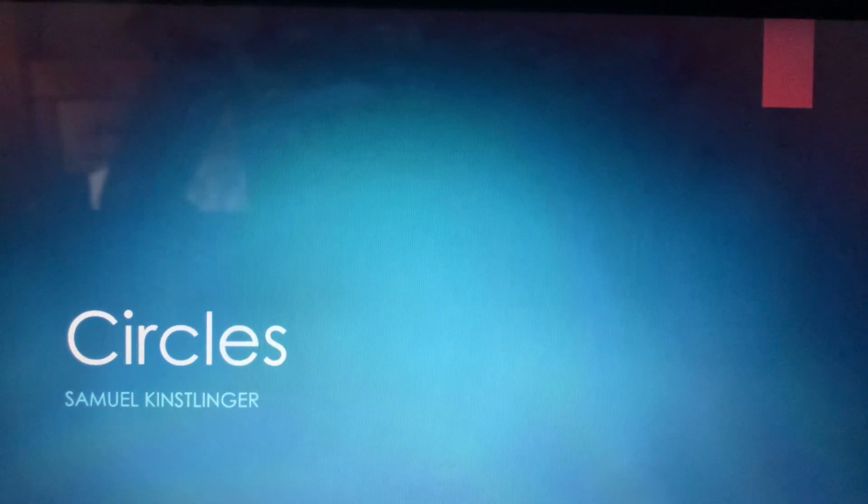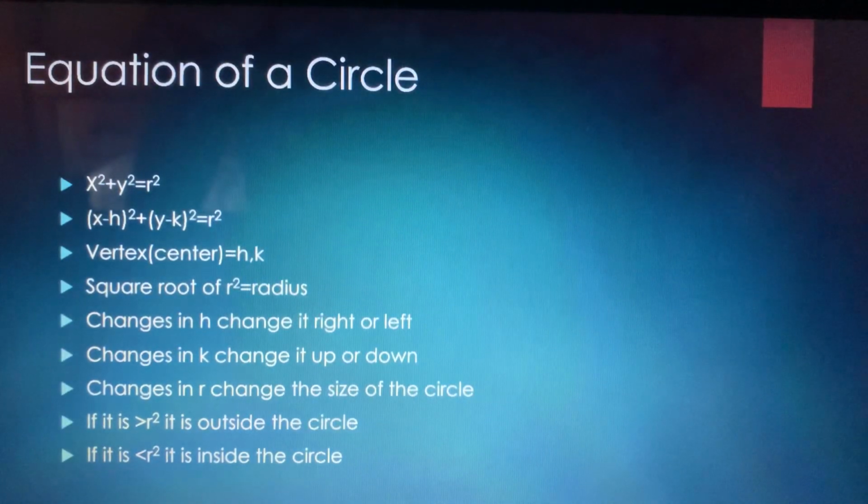Today on the topic of trigonometry and algebra 2, we will be learning about circles. Now, a circle is defined as a set of points on a plane equidistant from the center, and the distance from each of those points to the center is known as the radius.